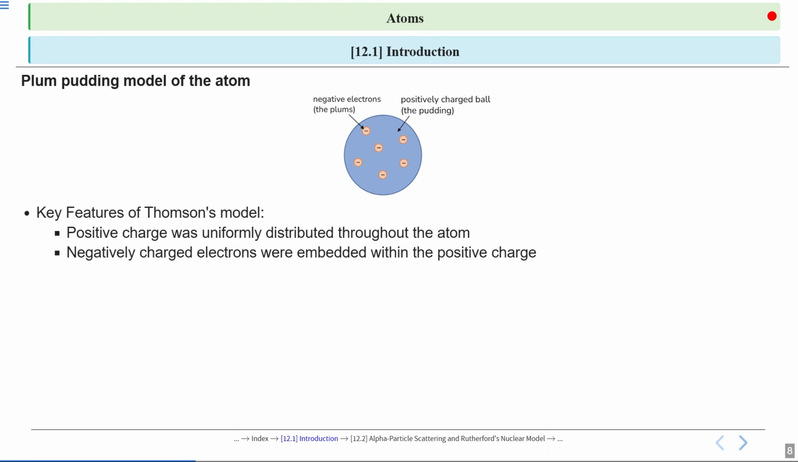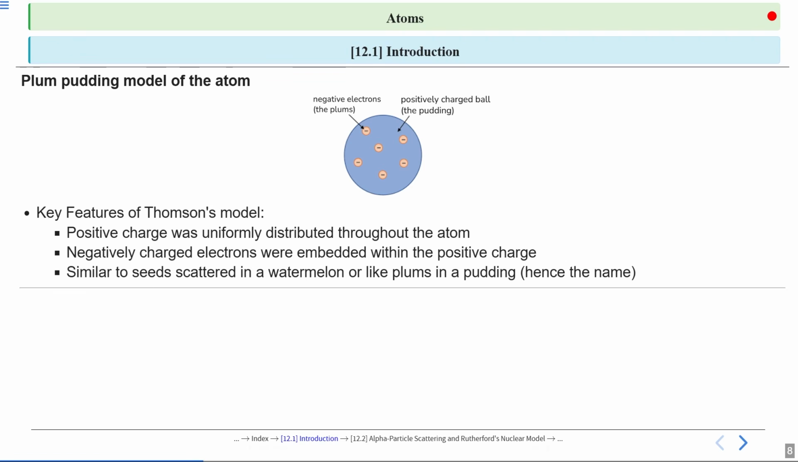Next, he proposed that negatively charged electrons are embedded within this positive sphere. Think of the electrons as tiny particles stuck inside the positively charged pudding. This arrangement was meant to explain why atoms are electrically neutral overall.